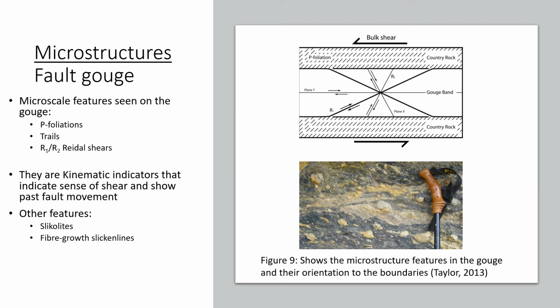From experimental studies, it has been found that the last feature to form is Y shears. These are long shears that cut through the fault gouge with the same sense of shear. Slickolites are another feature to form in the gouge. These form from the process of pressure solution.